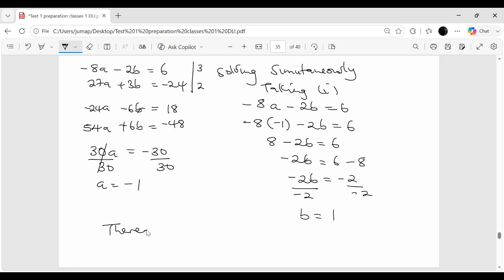Therefore, a is equals to negative 1 and b is equals to 1. Are we together?